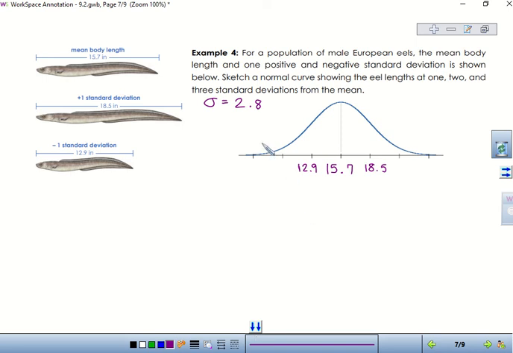So now that we have the standard deviation, we can keep going. To go on this side, we can do 12.9 minus 2.8, which gives me 10.1. And then this one will be 7.3. Then we'll go up by adding the standard deviation, which gives me 21.3 and 24.1. Now we are going to add in our dashed lines.